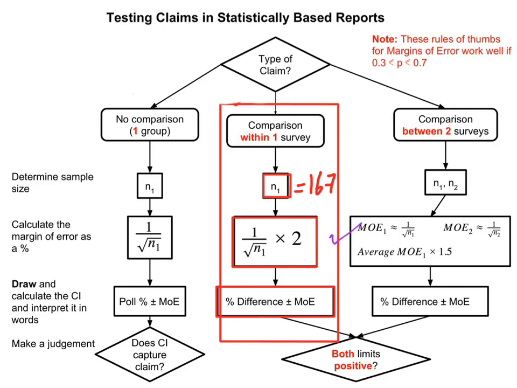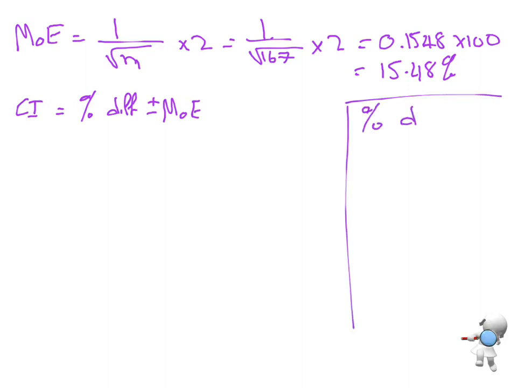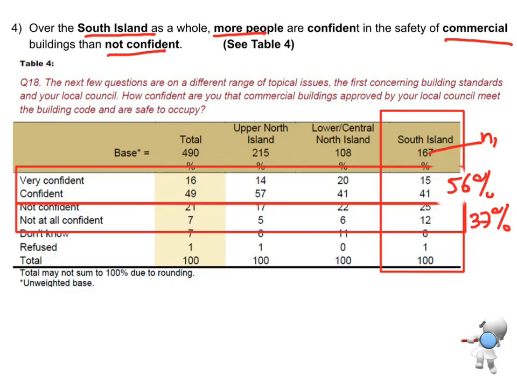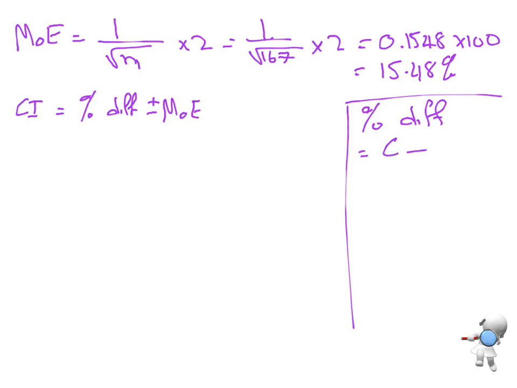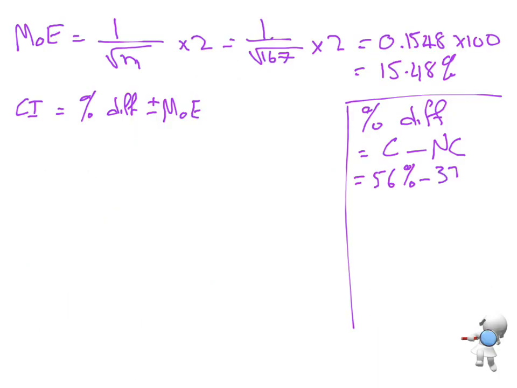So the confidence interval is the percentage difference plus or minus the margin of error. So I need to find the percentage difference. In this case, the confident is 56% and the not confident is 37%. So I'm going to do the confident minus the not confident. That is 56% take away 37%, and if I subtract those two, that's going to give me 19%.